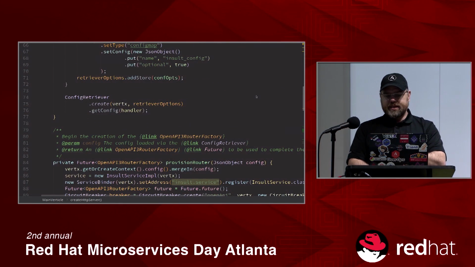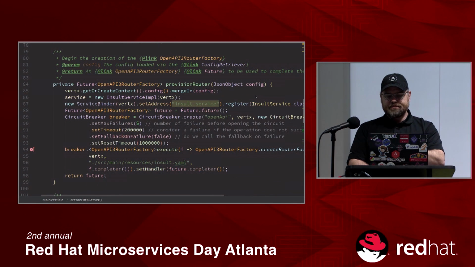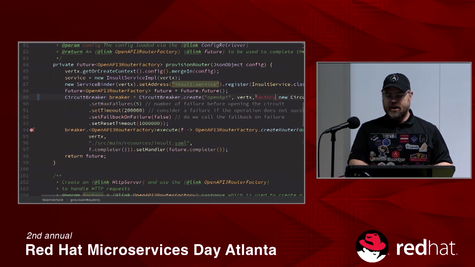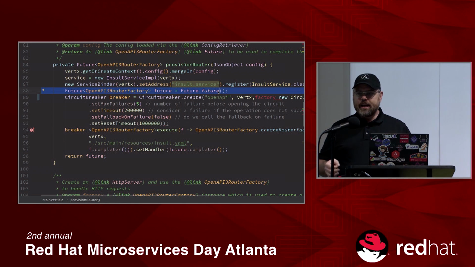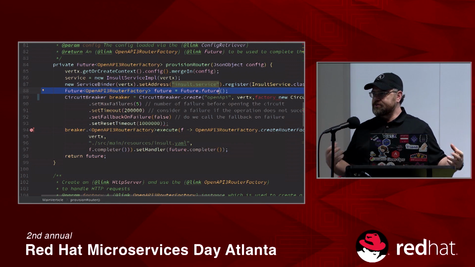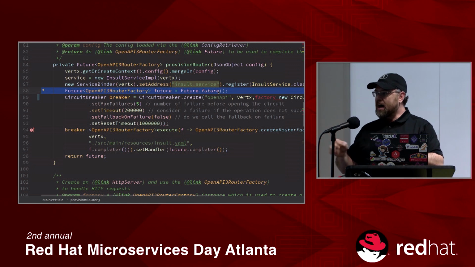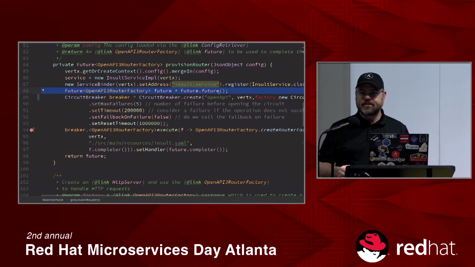So we get the original configuration. When that completes, we start provisioning our API router. By default, Vert.X's HTTP routing is very similar to what Lance showed you in JavaScript. It looks very much like Express. It was designed to look very much like Express.